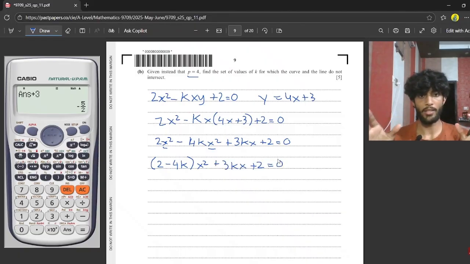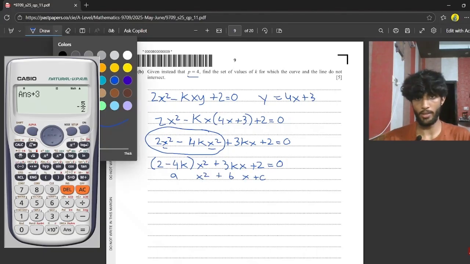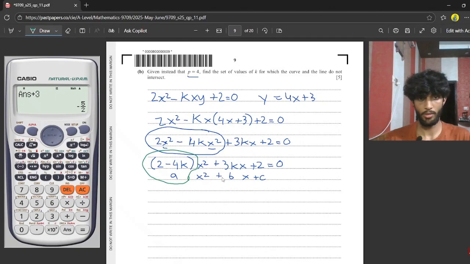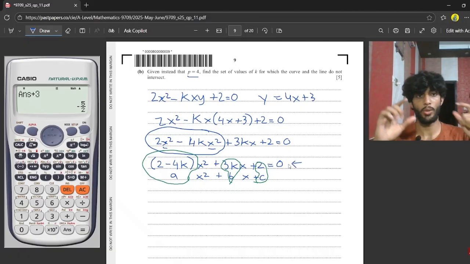At this stage, I want you to realize why I took x squared out common in this part. Once I do that, my equation looks like ax squared plus bx plus c. All of this is a, all of this is b, and this guy is c. What they told us in the question was that we need to find a set of values for k such that the curve and line do not intersect. So this is the merged equation. You merge the line equation and curve equation, and you get this. Now you want the line and curve to not intersect.